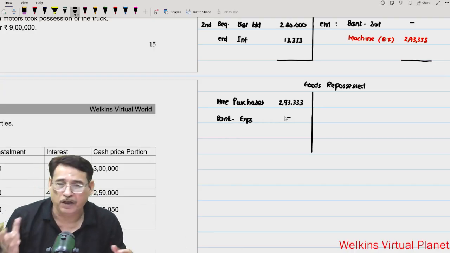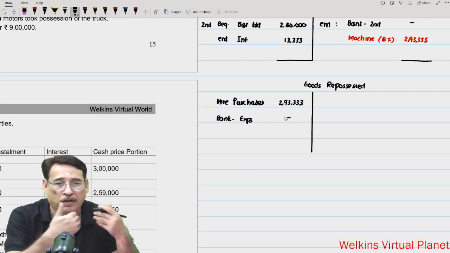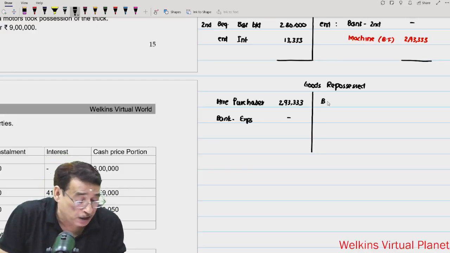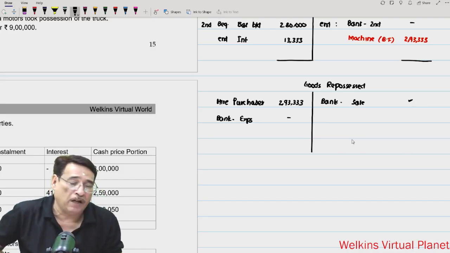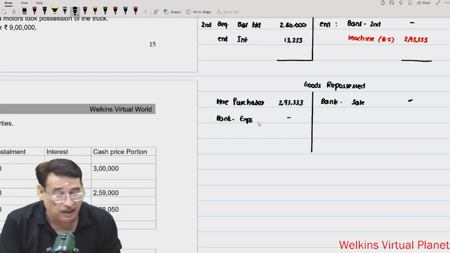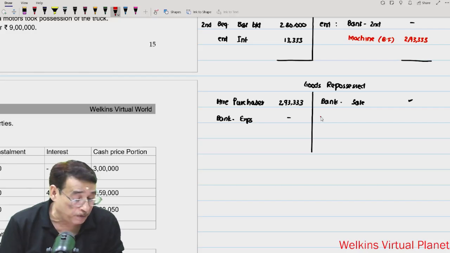So it could be given in the question that after repossession, the seller spends this much of amount and then sold the asset again. Now, if it had been given that he sold the asset, I would have written here by bank sale. Then the difference would have been debited or credited to profit and loss account. However, in this question, neither any expenses nor sale amount is given. So we shall simply write balance carried down.